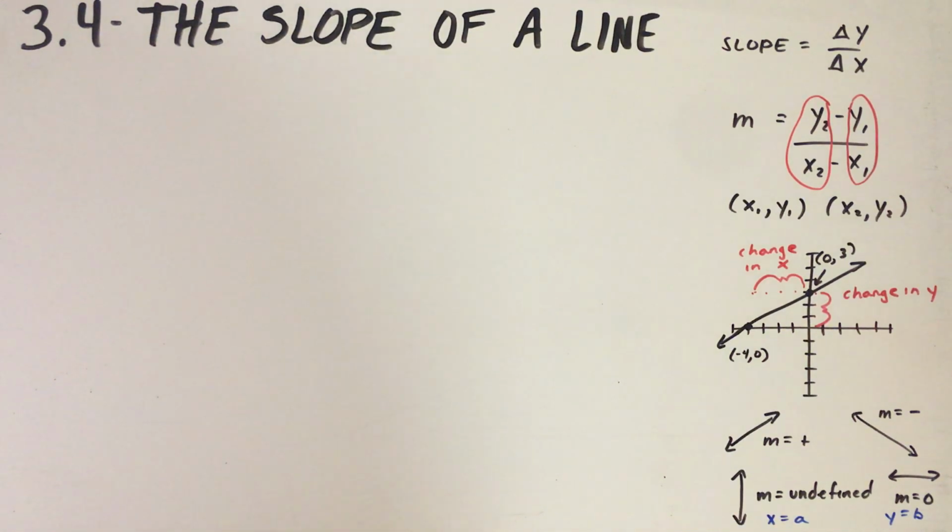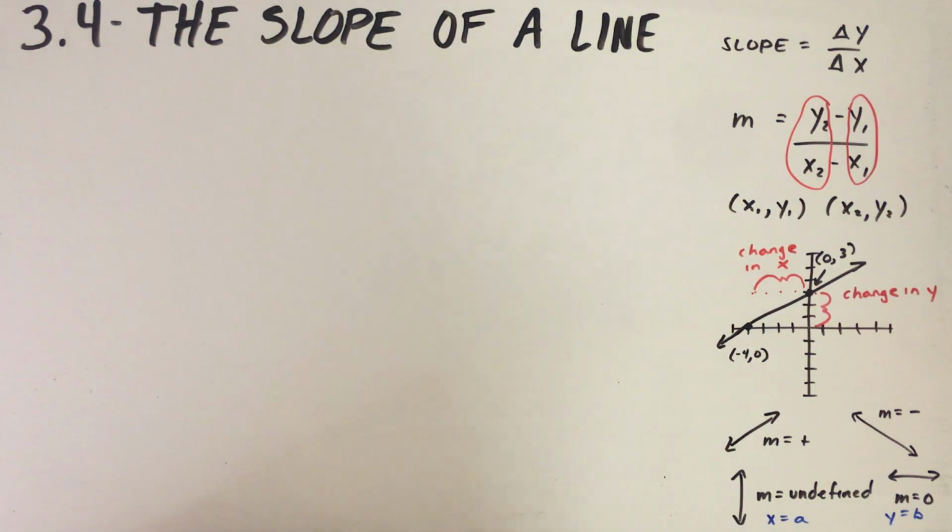Okay, and then as far as slope goes, if your line is slanted upward from left to right, no matter what, your slope is going to be positive. If your line is slanted downward from left to right, no matter what, your slope is going to be negative. If your line is vertical, there's going to be no slope. And if your line is horizontal, the slope is going to be none. We have no slope there.